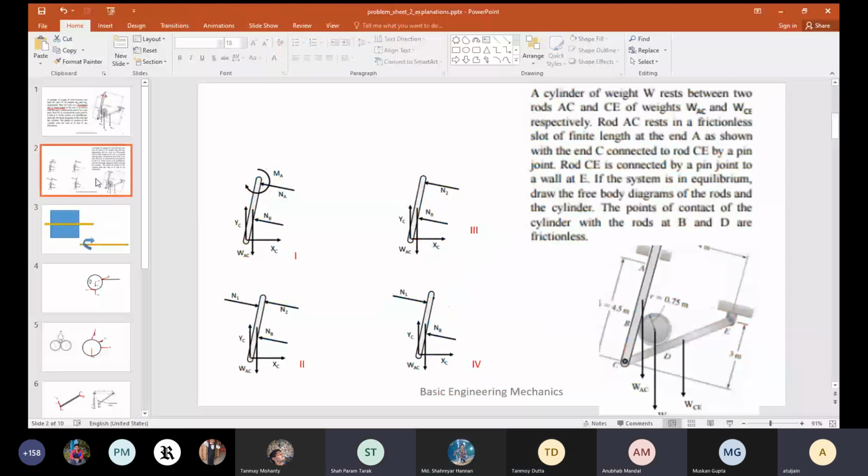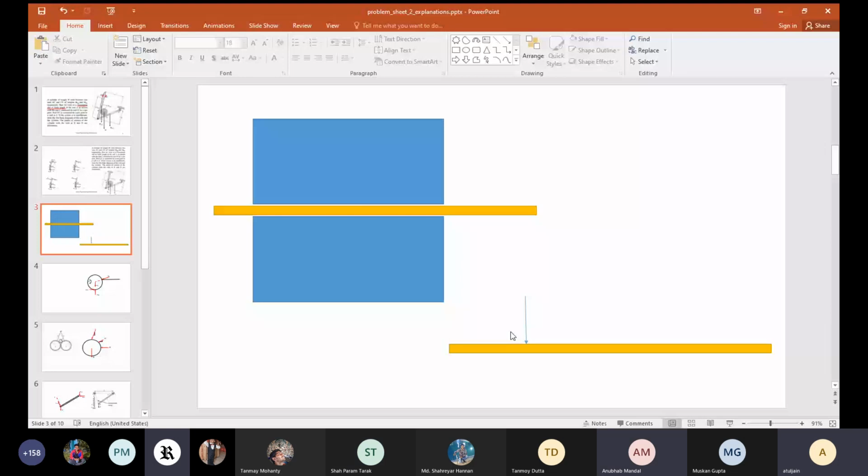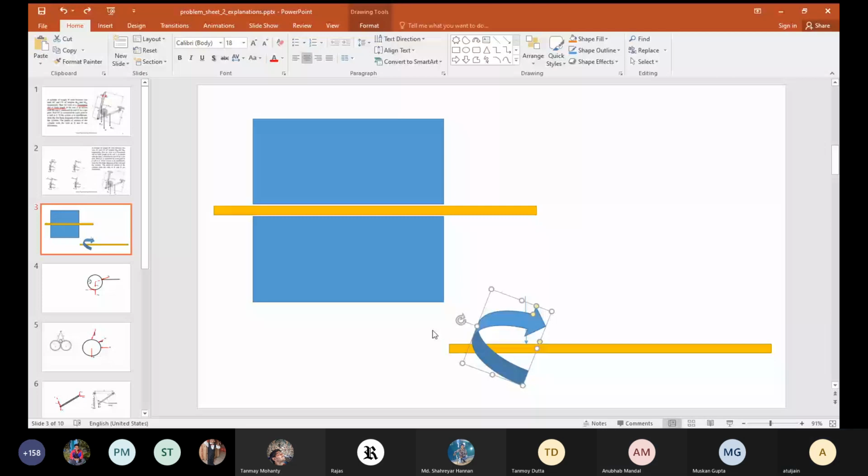Sir, why is there only one force? There should be two forces. No, because it is not going to move in both the directions at the same time. This is like a roller. In a roller also, both the upwards and downwards movement is stopped, but we have only one normal force.